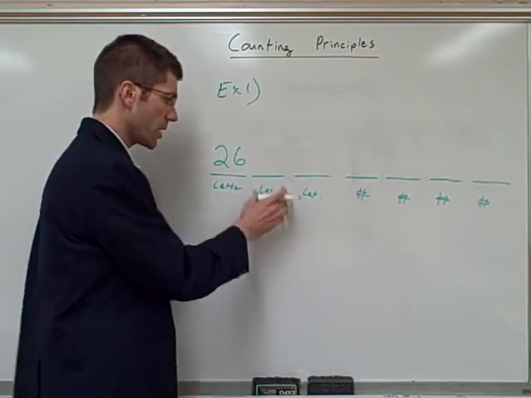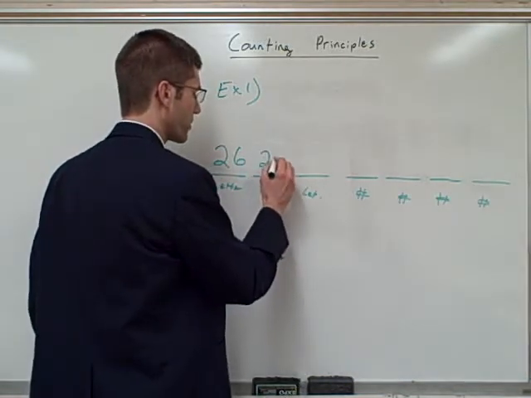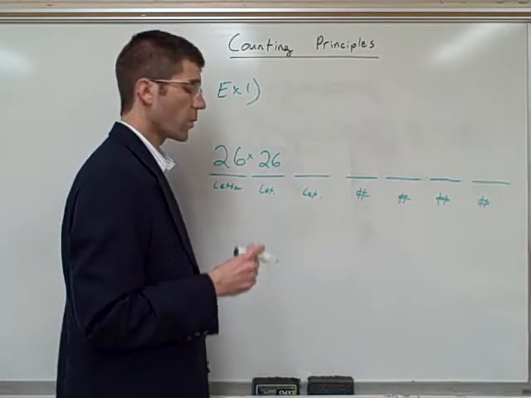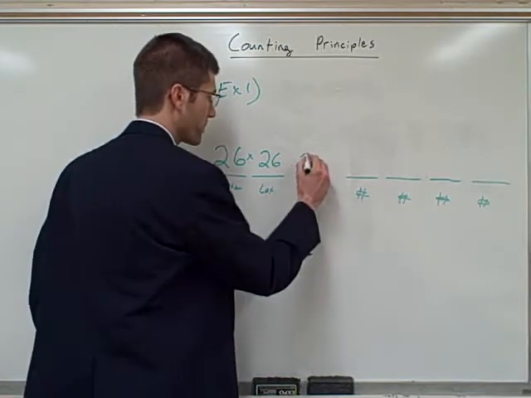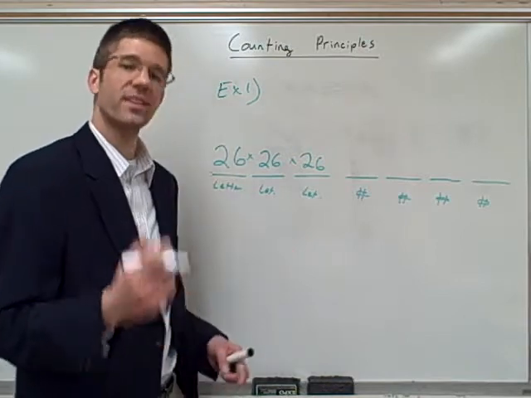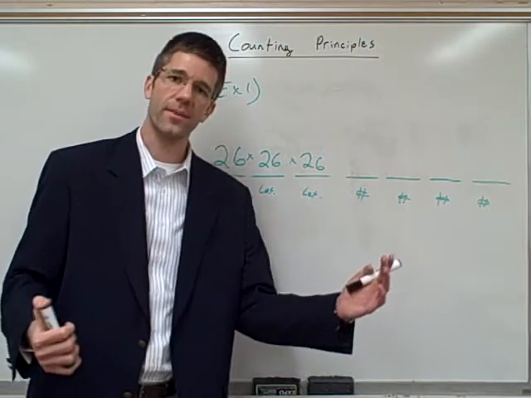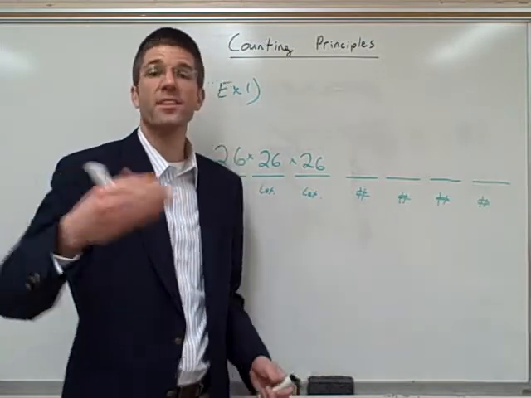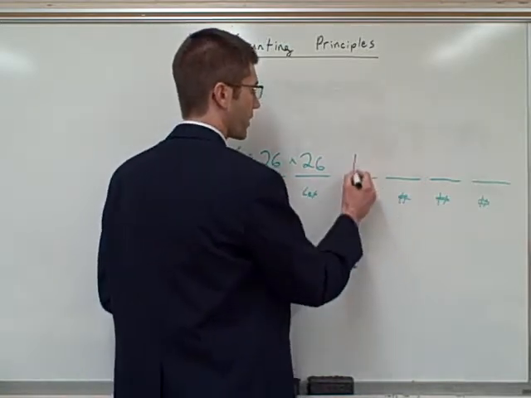Now, when we go to the second letter, we have 26 options. We still have the same letters to pick from. We're going to multiply these. When we get to the third letter, we have, you guessed it, 26 options. Okay, when we get to the number, we need to pick a digit between 0 and 9. And when you count those carefully, and you can figure this out, you're smart, there are 10 digits. From 0 to 9, that's 10 digits. So you have 10 options right here.